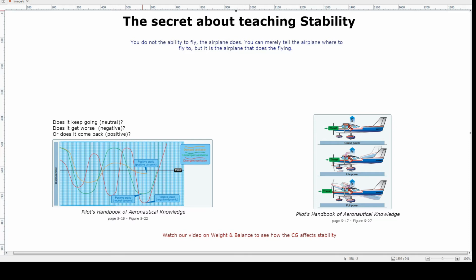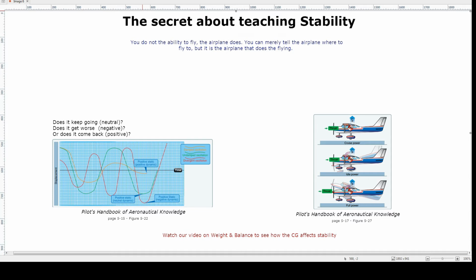Now, this leads us to a PocketCFI secret. You as the pilot do not have the ability to fly. I know this sounds a little bit strange, but it's true. It is the airplane that does the flying, not the pilot. All we can do as pilots is to tell the airplane where to fly to, but that is it. The airplane does the flying. This is very important to remember.